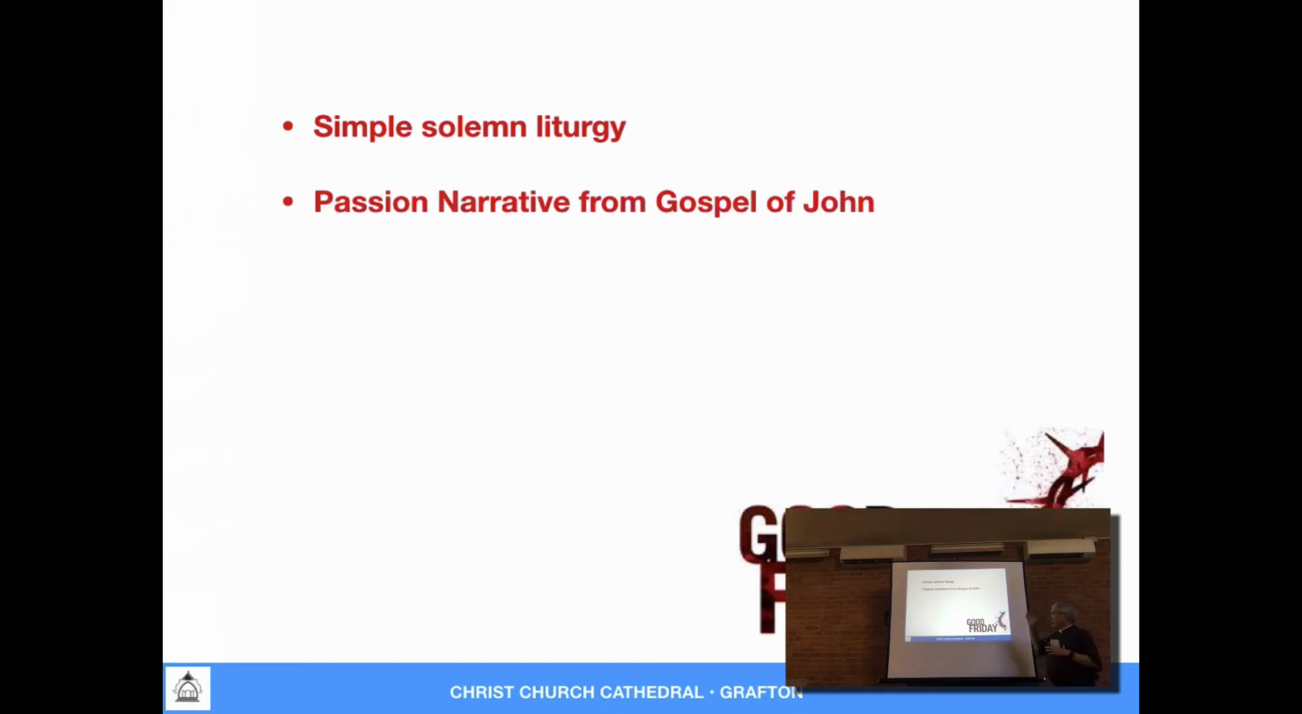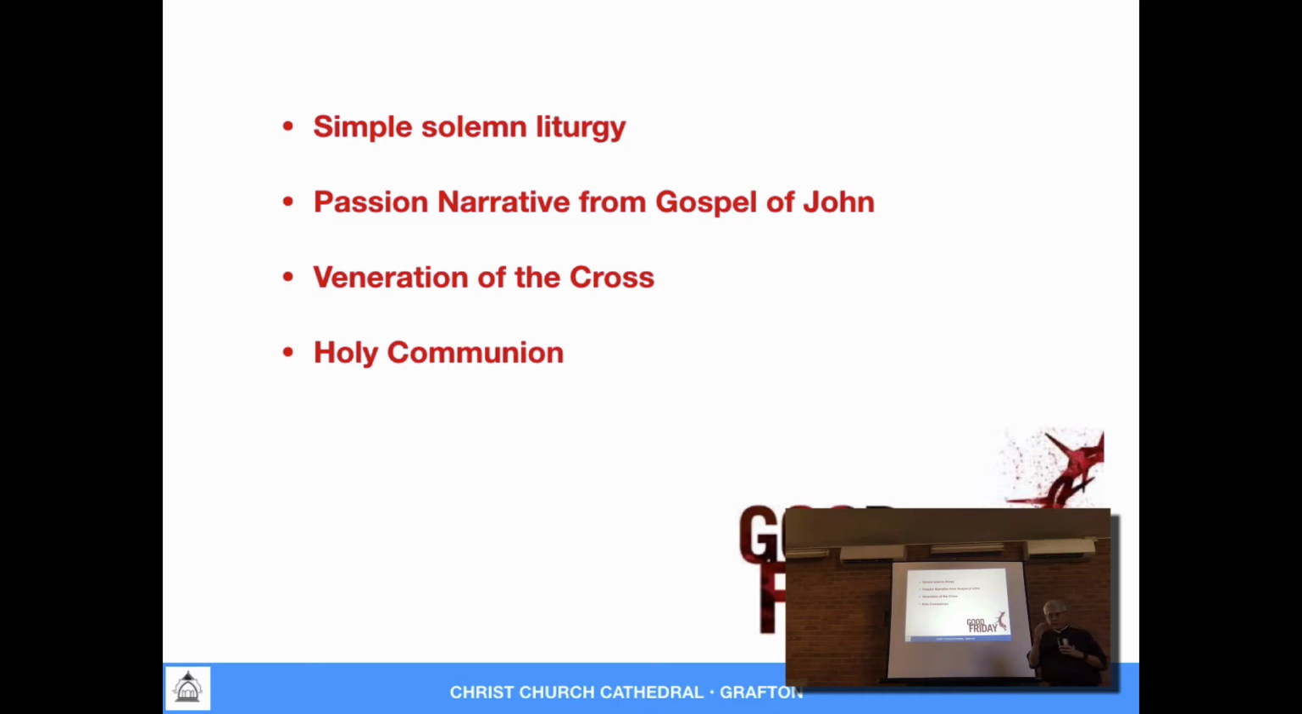We read the Passion narrative from John's Gospel, whereas on Palm Sunday we read it from Matthew, Mark and Luke. There'll be some kind of veneration of the cross, so the major symbol for the liturgy is the cross. Different parishes do that different ways. We invite people to come up and stand quietly in front of the cross, just saying their own prayers and so on.